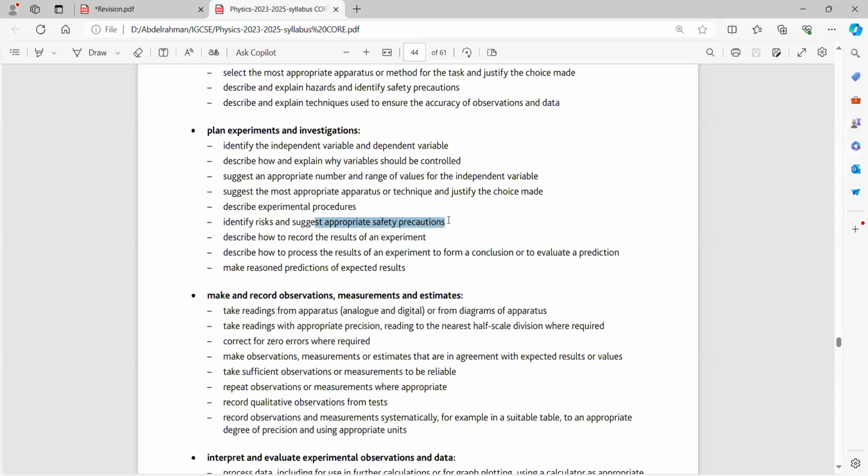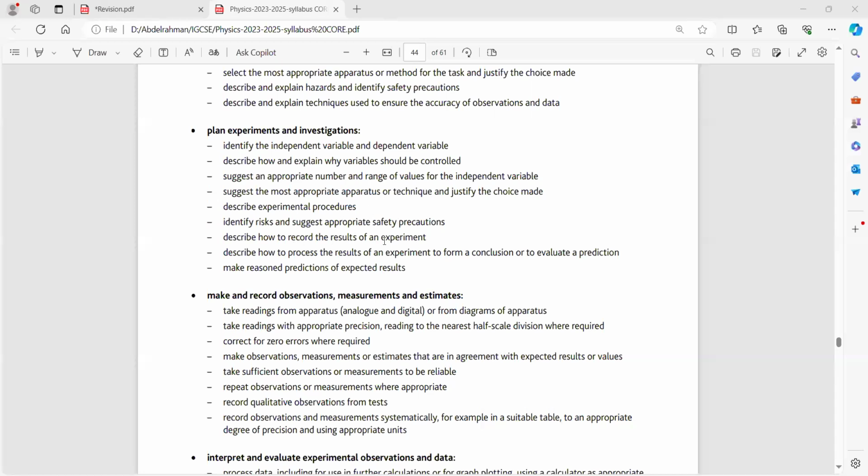Some precautions. Do I have to state precautions for every experiment? No. Okay, it's not a must for you to write down the precautions in every experiment. You can if you want to. If you know of any precautions, you can write them down. It's okay, but it's not a must. Identify any risks, safety precautions, okay?